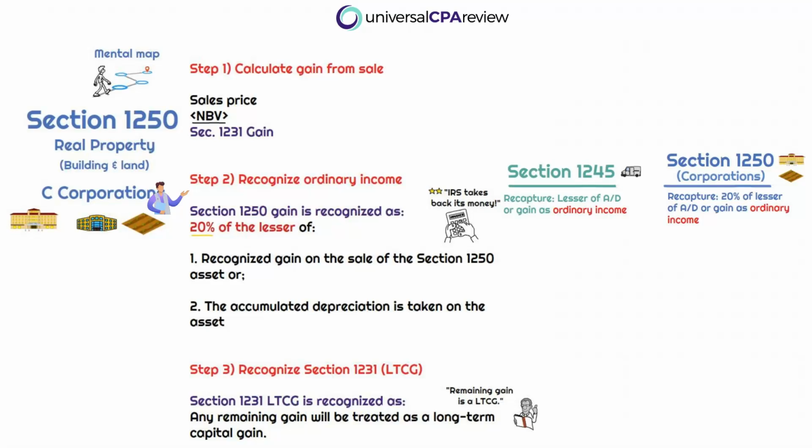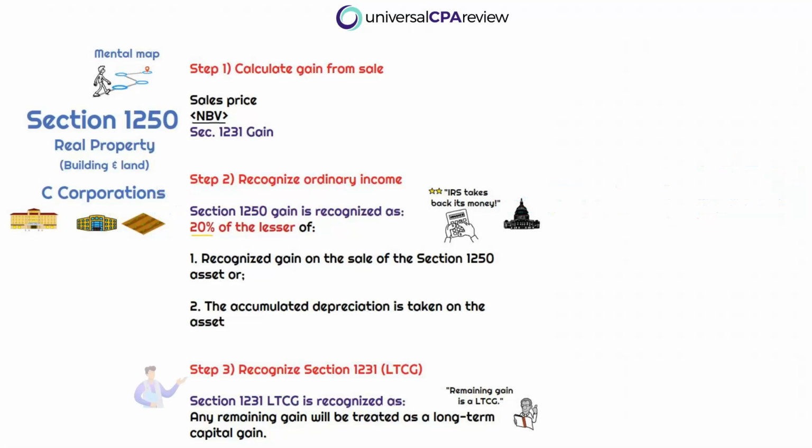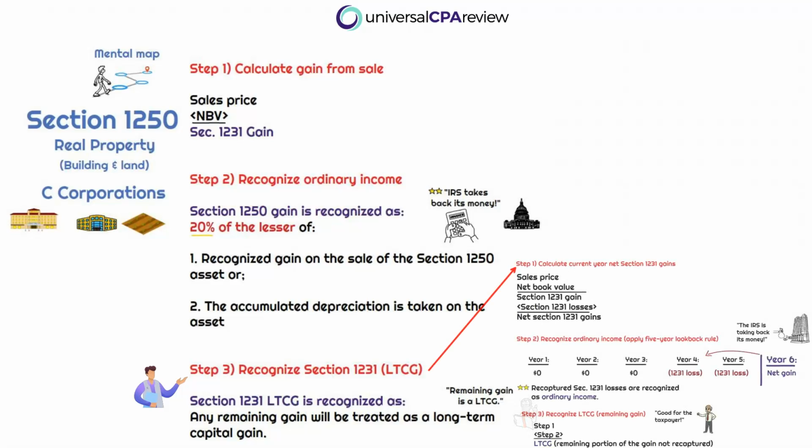What happens to the remaining portion of this gain? Okay, so in step 3, the remaining portion of the gain will be recognized as Section 1231 gain. So what does that mean? Well, it would flow right to step 1 in our Section 1231 mental map, right? We would take that Section 1231 gain, and then we would apply the 5-year look-back rule to see if any recapture exists from 1231 losses within the previous 5 years. That amount would then also be reported as ordinary income. Okay, so anything in excess of that would then be recorded as a long-term capital gain.